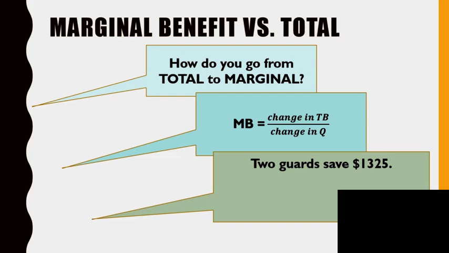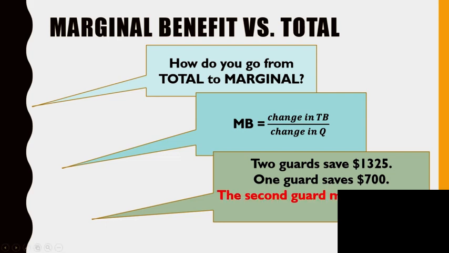So a simple example. If 2 guards together save $1,325 and 1 guard saves only $700, I need to ask, what's the change in total benefits when I change from 1 to 2 guards? Well, what's my change in Q, everybody? I changed by how many guards? 1, right? I went from 1 to 2. So the denominator is 1. What's the change in total benefits? Well, it went from 700 to 1325, so it's 625, right? The second guard must have a marginal benefit of 625. So very simple stuff, right? We've just calculated marginal benefit.